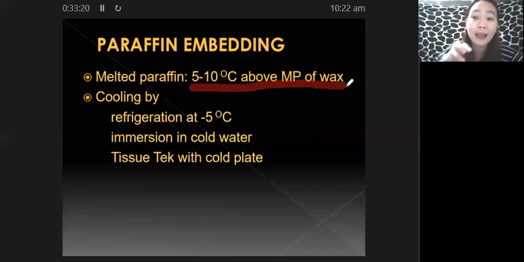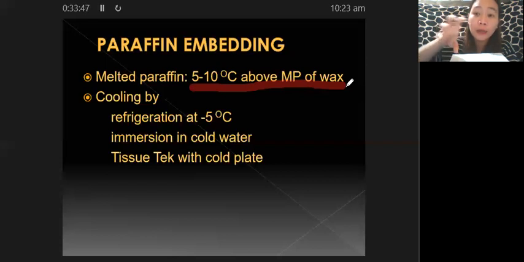Okay? So, saglit lang siya. Diba? Saglit lang siyang mainit, in short. Okay? So, kunwari, ito yung ating mold. Nandun yung tissue sample mo. So, the temperature of your melted paraffin is, again, 5 to 10 degrees Celsius higher than the melting point of your wax, right? So, ipo-pour mo siya doon sa ating mold, okay?